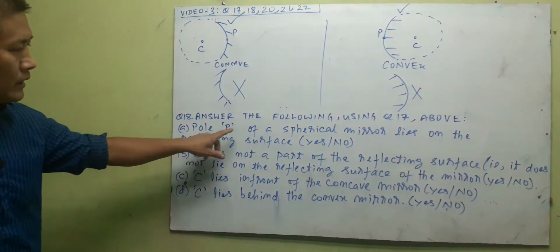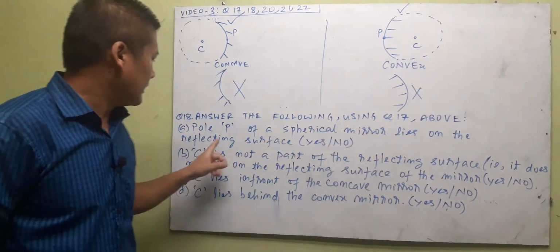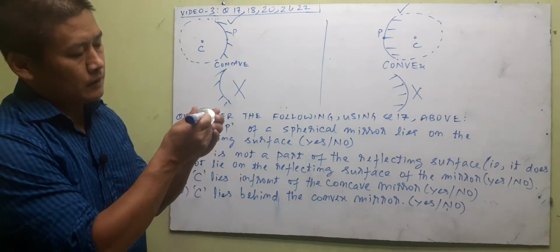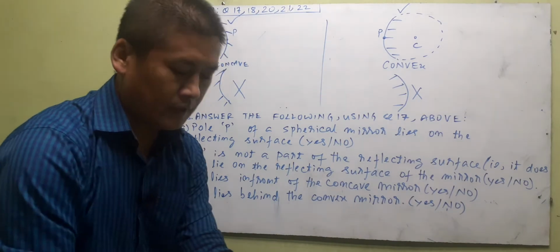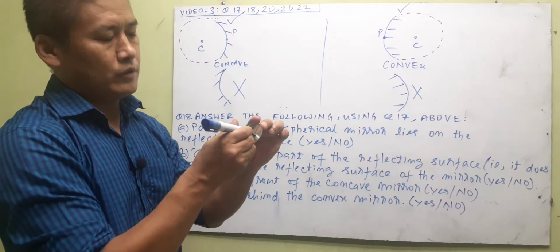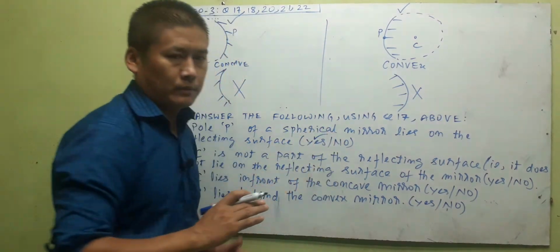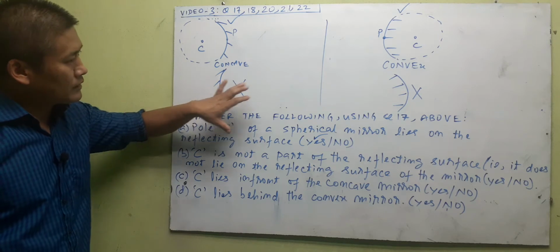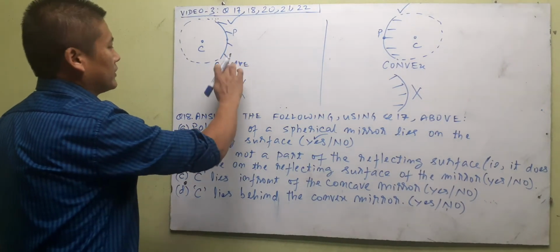Now, the pole P of the spherical mirror in both cases lies exactly on the reflecting surface. Yes. See here, the pole is this one, the middle point, on the surface. In the concave mirror, it is an actual point on the surface. So this is correct. Always the pole will be on the surface. Now, we are not allowed to use it like this. Now it's clear. Okay, so we are not allowed to use it like this means, just leave it.